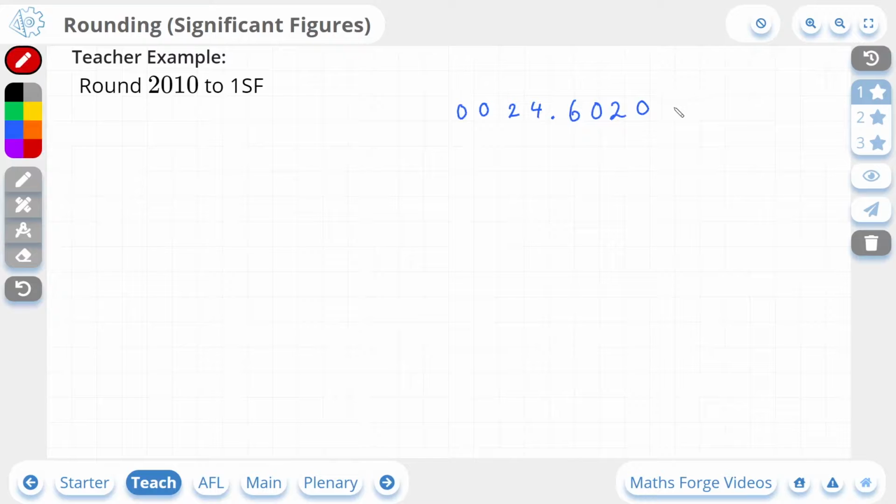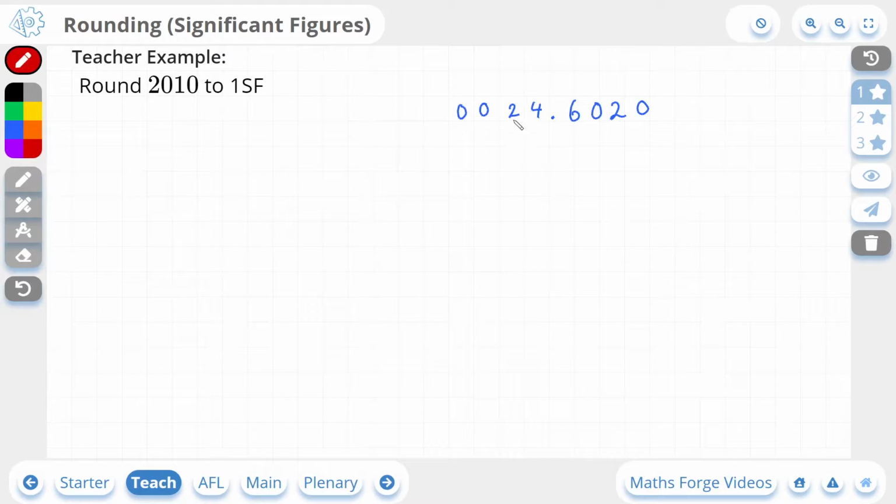This number here, if read out, it's 24.602. That's how you'd read this number out. So if I remove this 0 here, the number ends up becoming 024.6020. This number is still read as 24.602. So removing this 0 here didn't actually change the value of the number. Therefore, this 0 is not significant.